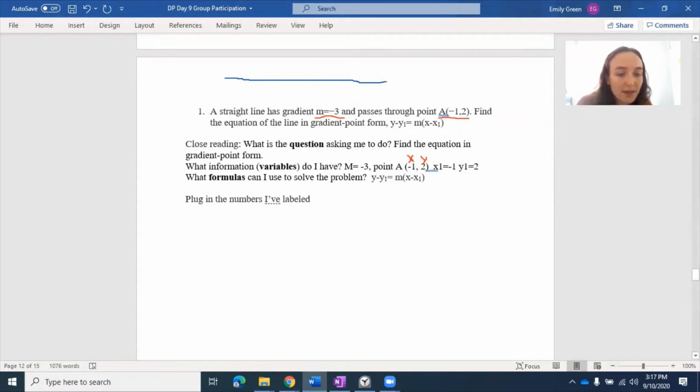I'm going to start with the same formula. My first step is just going to be writing down my formula. Y minus y1 equals m(x minus x1). Then I'm going to plug in all of the numbers I know. So I'll paste it again, and this time I'm going to start changing things. So I want to know what m is. Well, m was up here, and m is also labeled as m equals -3. So I'm going to take this -3 and bring it in for m.